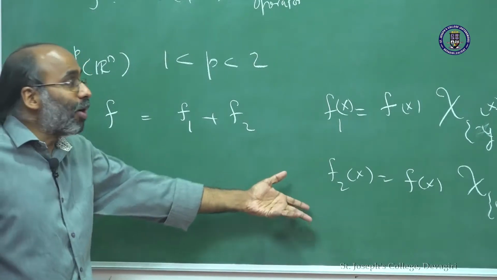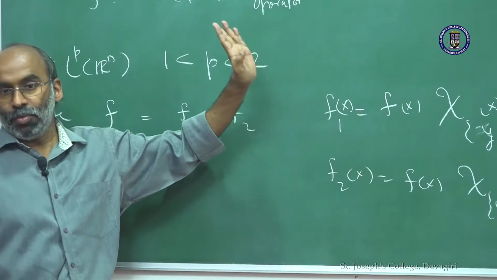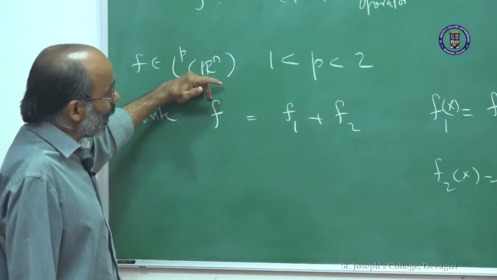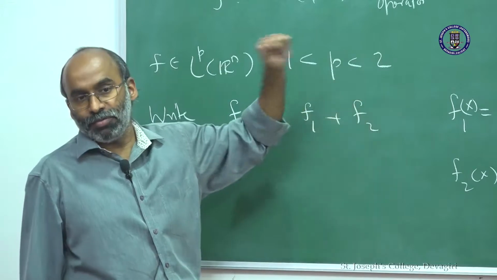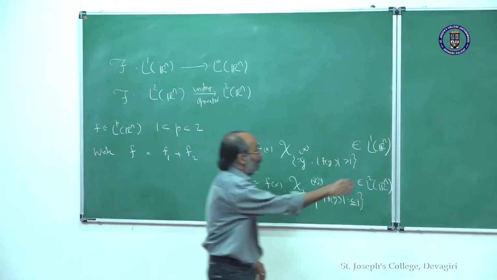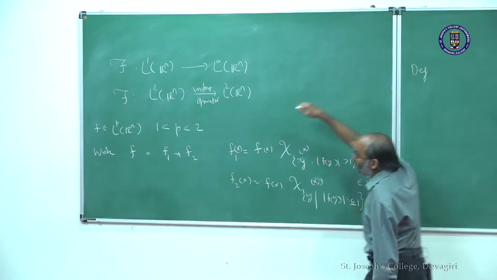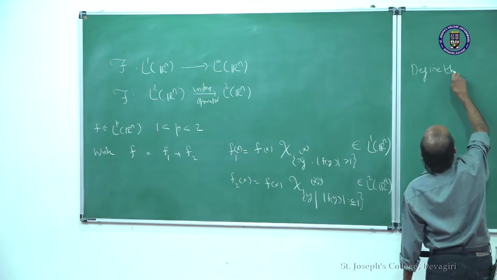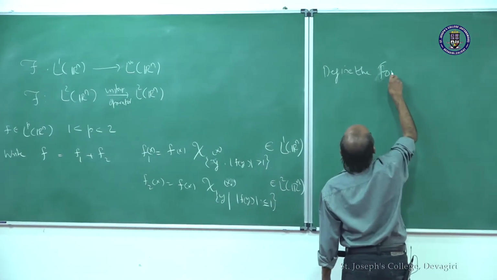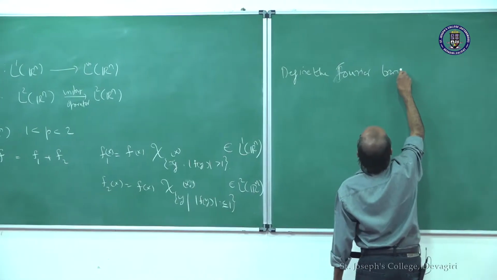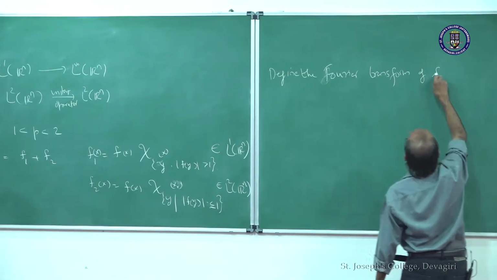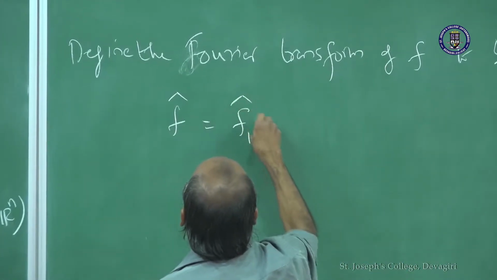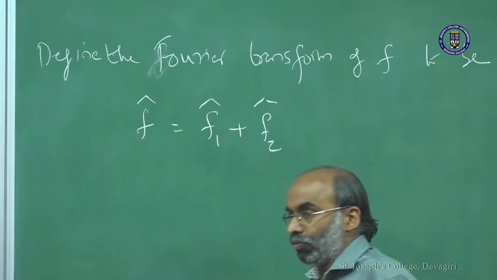Now, I can define the Fourier transform, because f1 is in L1, there is no problem, and f2 is in L2, so you can define the Fourier transform. So the Fourier transform of f can be defined to be f1 hat plus f2 hat. I am trying to extend it to LP functions, so define the Fourier transform of f to be f hat equal to f1 hat plus f2 hat.